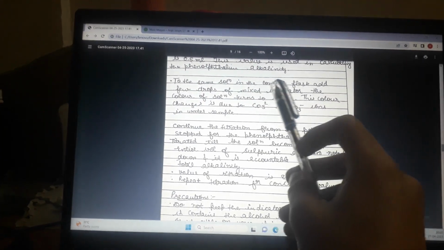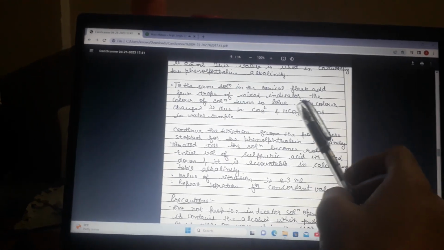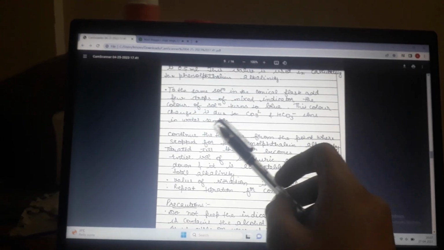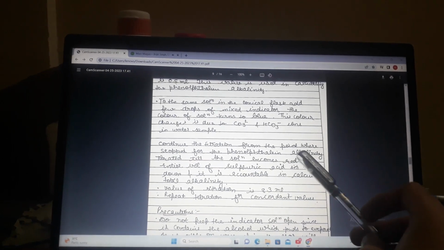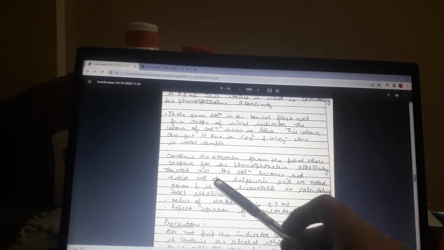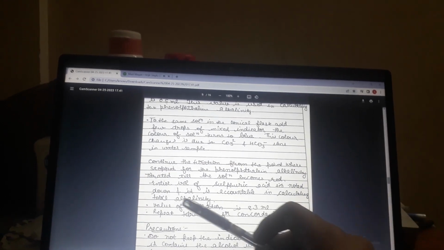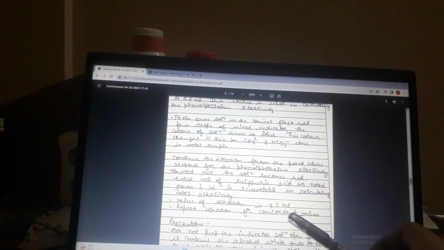To the same solution in a conical flask, add a few drops of mixed indicator. The color of the solution turns to blue. This color change is due to carbonate and hydrocarbonate ions in the water sample. Continue the titration from the point where you stopped for the phenolphthalein alkalinity. Titrate it till the solution becomes red. Entire volume of sulfuric acid is noted down and it is accountable in calculating total alkalinity. Value of titration is 8.3 milliliter. Repeat the titration for concordant values.